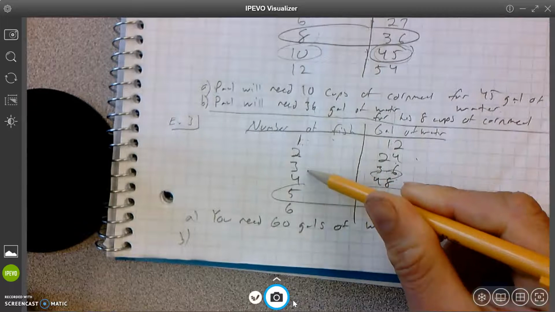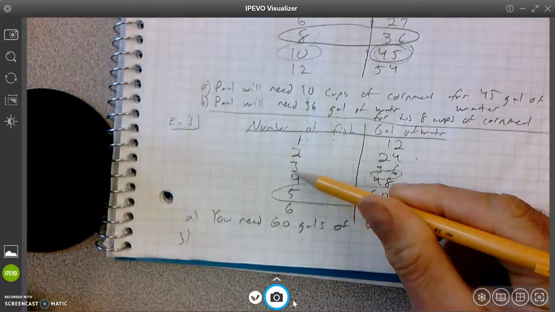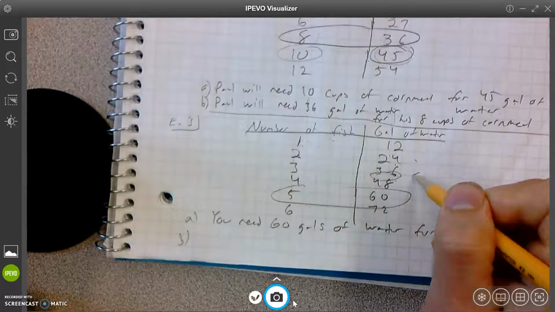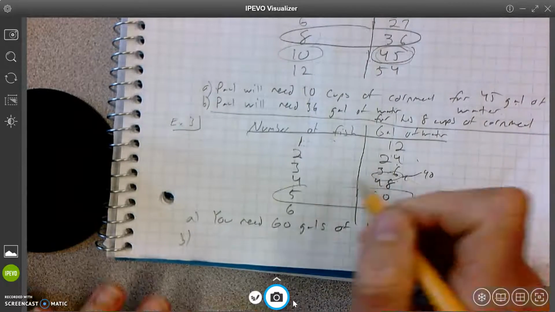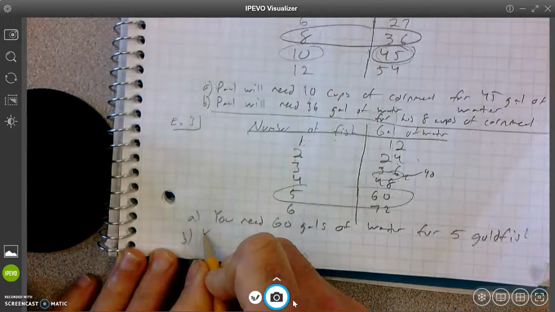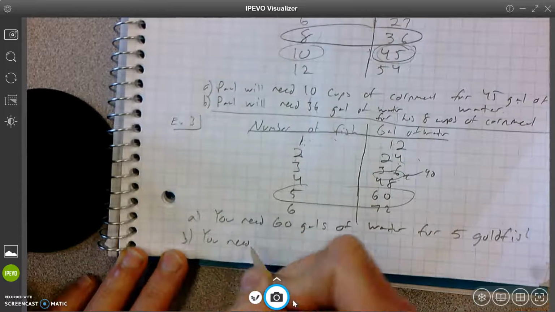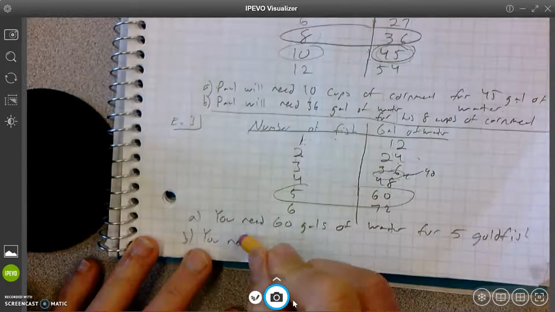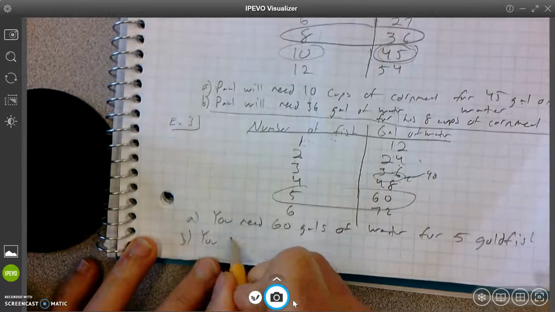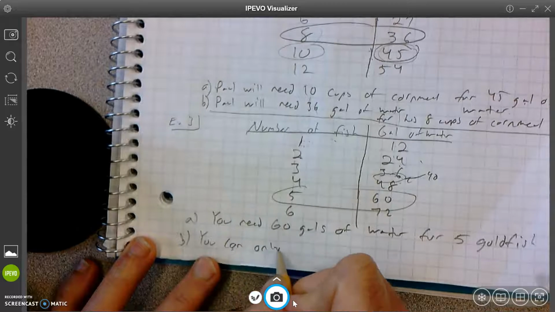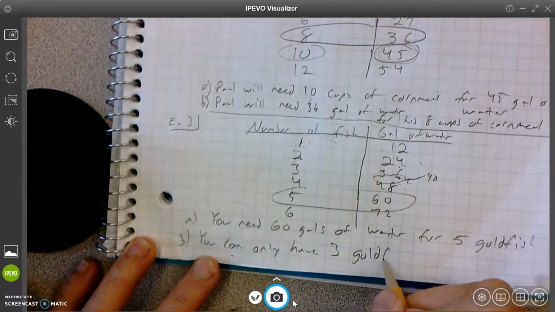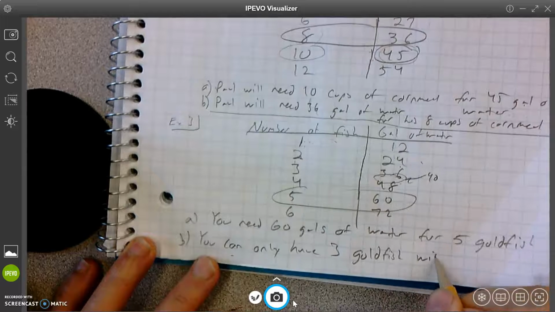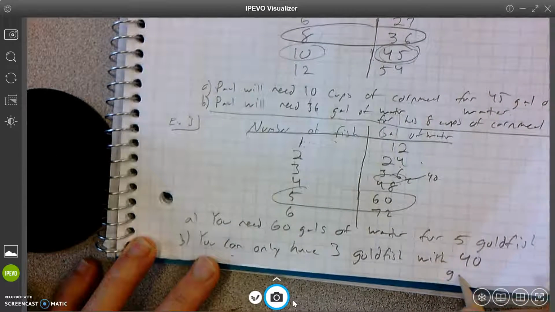And B, if you only have 40 gallons, that's right here. How many fully grown goldfish can go in? Is that going to be 3 or 4? If you only have 40 gallons in your tank, yeah, that's going to be 3. You can only have 3 goldfish with 40 gallons of water.